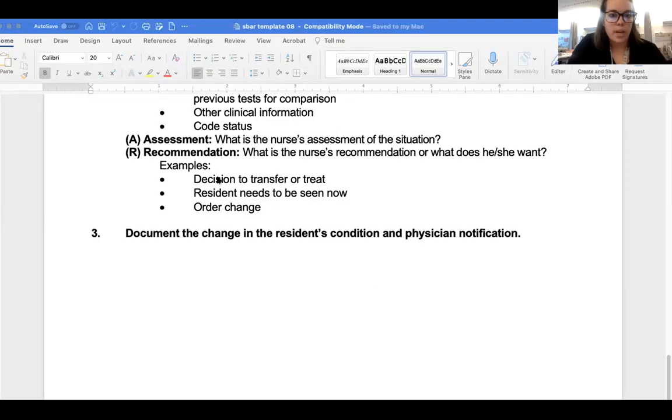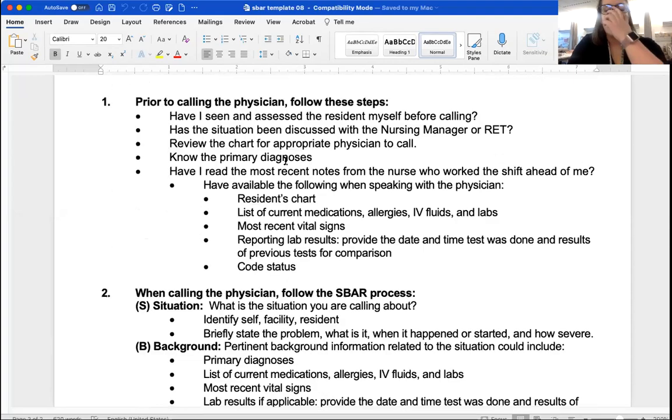Let's see if I can get to it. Aha. So let me get back here. So this is kind of going more in depth. It's saying prior to calling the physician, make sure whoever you're calling, have you assessed the person themselves? Like make sure you've done an assessment.